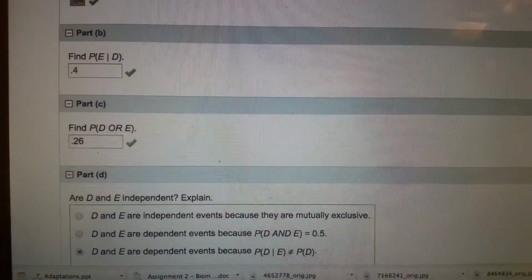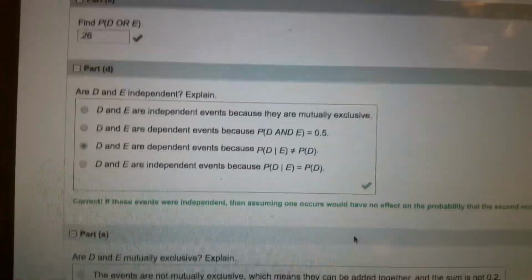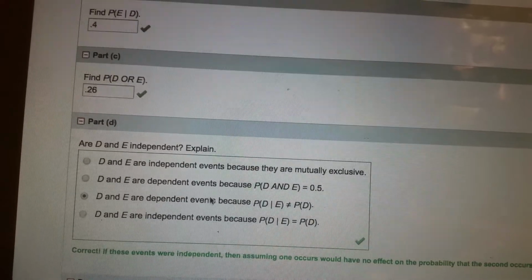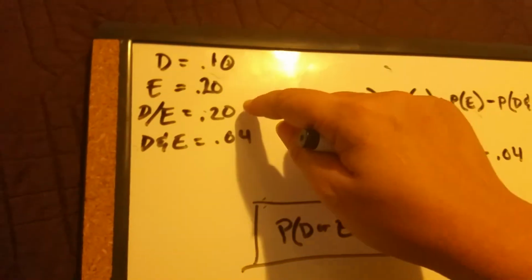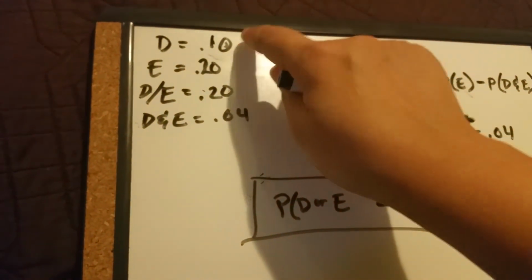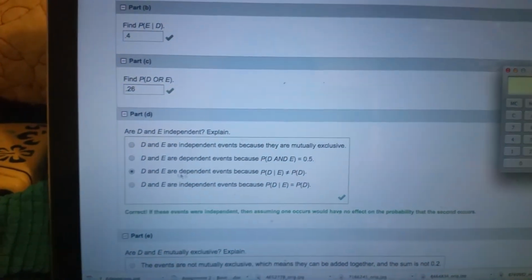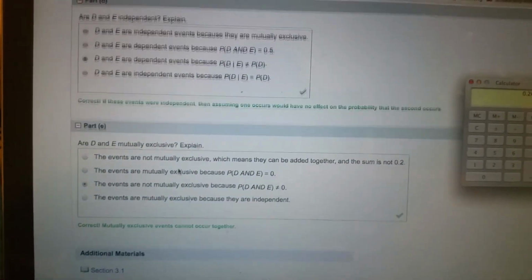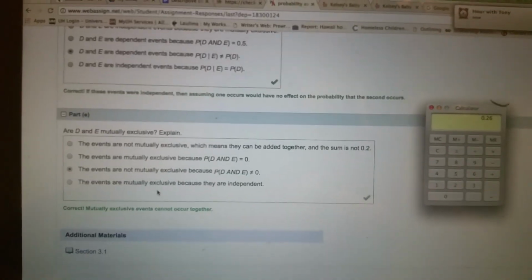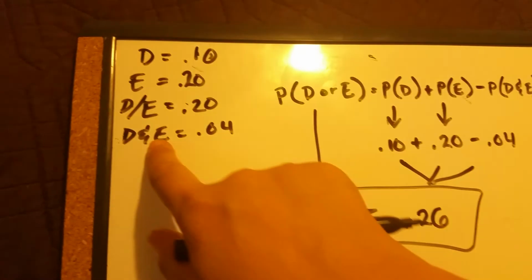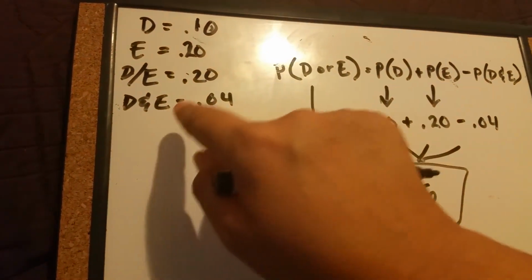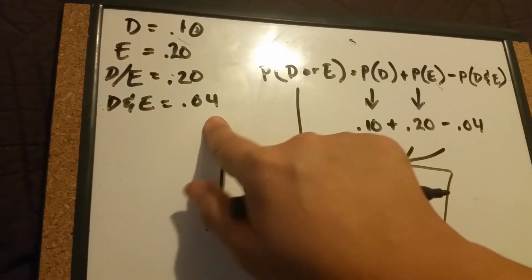Are D and E independent? D and E are dependent events because D given E does not equal D. Okay, so D given E does not equal this, and so they are dependent events. Are D and E mutually exclusive? The events are not mutually exclusive, because when we look at D and E, if it was mutually exclusive, it would equal 0. But D and E do not equal 0, so they are not mutually exclusive.